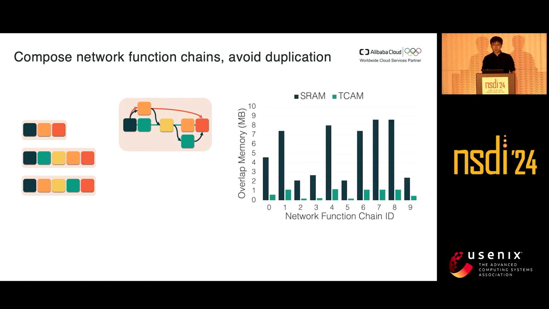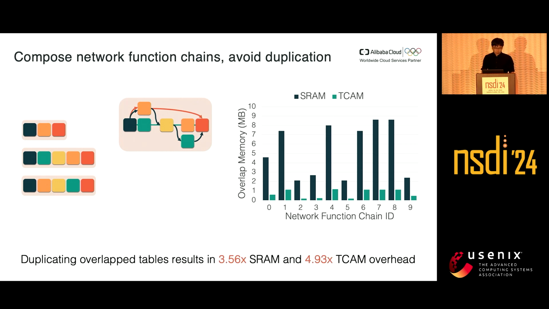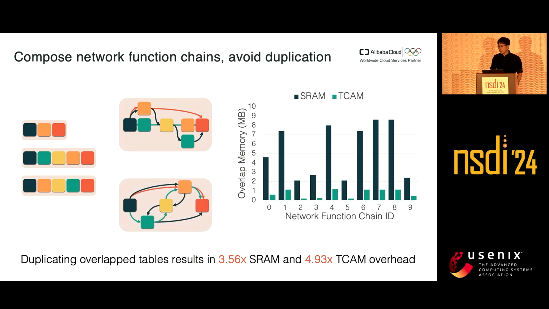We tried that, but it didn't work. The chart shows the memory overlap across all the chains if we just duplicate them in the programmable ASIC. We found that duplicating the network functions and forcing it into a pipeline results in 3 to 5 times memory overhead and is way beyond the ASIC's resource capability. So as a result, we have to reuse all the network functions without any duplication. And this is the source of all the trouble.